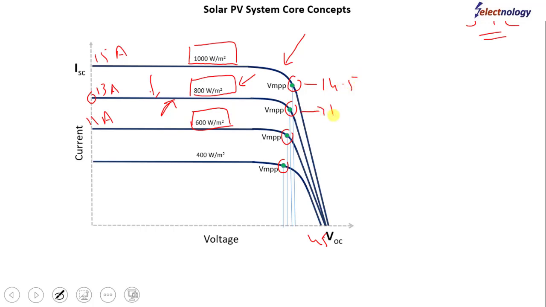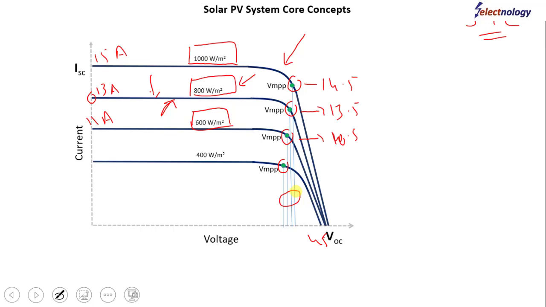This point could be 13 or 13.5 amperes. This could be like 11, 10 or 9 amperes, okay? But the change in voltage is not much. So from here we can conclude that when the sun energy changes or when it reduces, the voltage available at the terminals of the PV module doesn't change much.